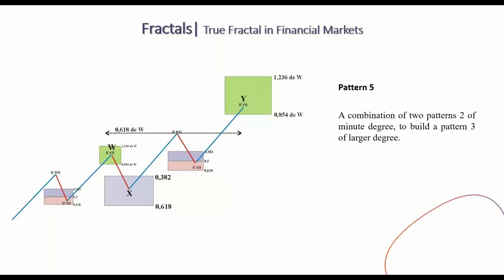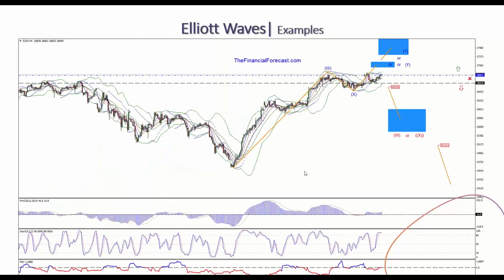Then we can combine these simple patterns to create more complex patterns. This is pattern number 5 based on the book, so you have more patterns there. Here we have real examples, and then we will see what the success rate is with this.